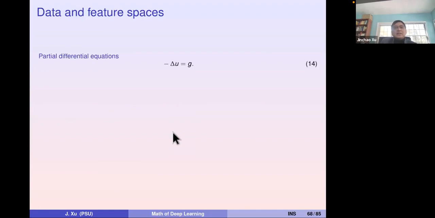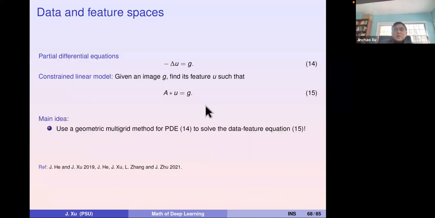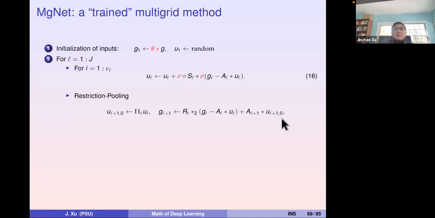And again, if you solve the partial differential equation I showed you earlier, the feature extraction based on my model here is to really solve an equation like 15. So how do I do that? If you use the geometrical multigrid method to solve 14, I'm also going to use multigrid to solve 15. So I'm going to write this down on the screen.